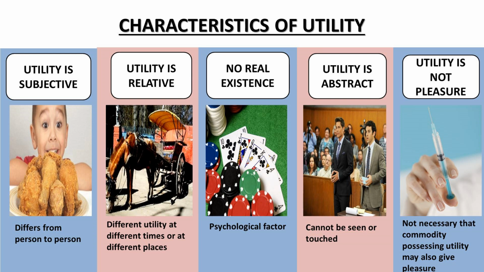Utility is abstract, which cannot be seen with eyes or touched or felt with hands. For example, the argumentative power of an advocate is abstract.